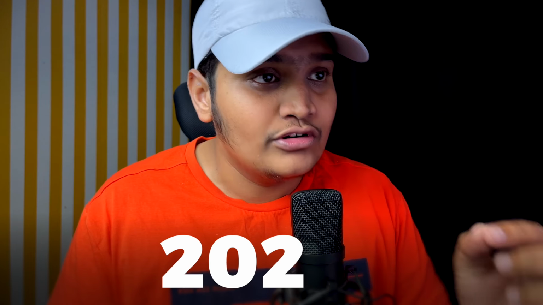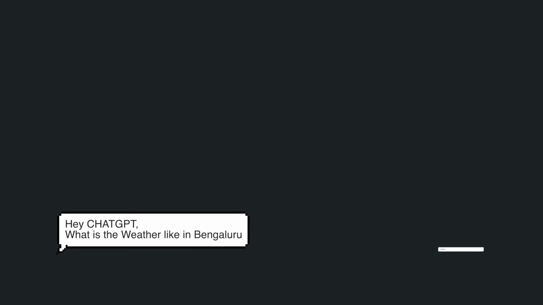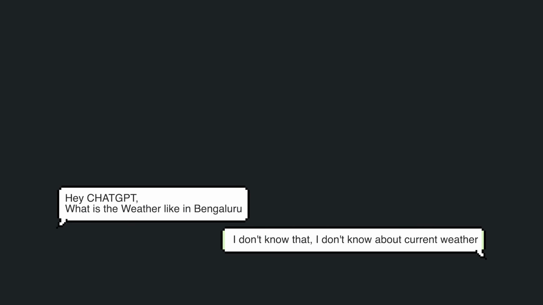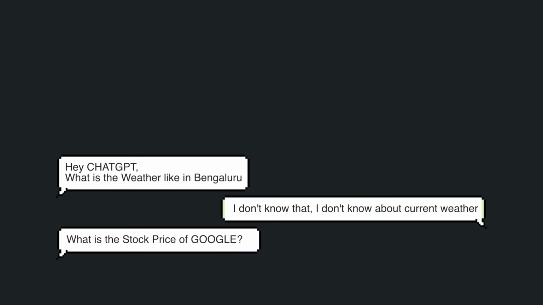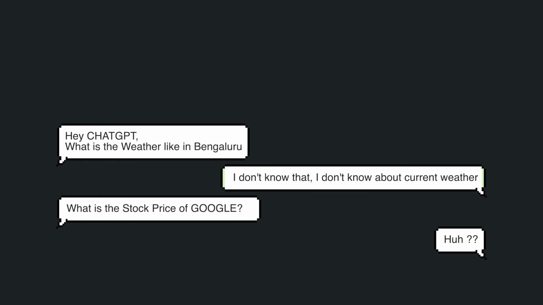Suppose I take the example of a ChatGPT model, GPT-4o. That model has been trained till 2023. But what if I ask, what is the weather today, or what is the stock price of maybe XYZ company today? Then they won't be able to answer that question.